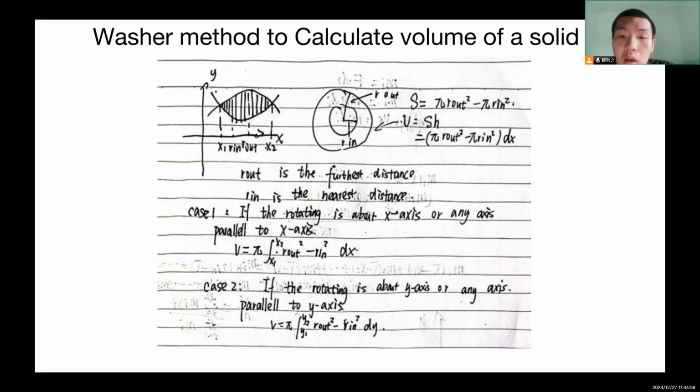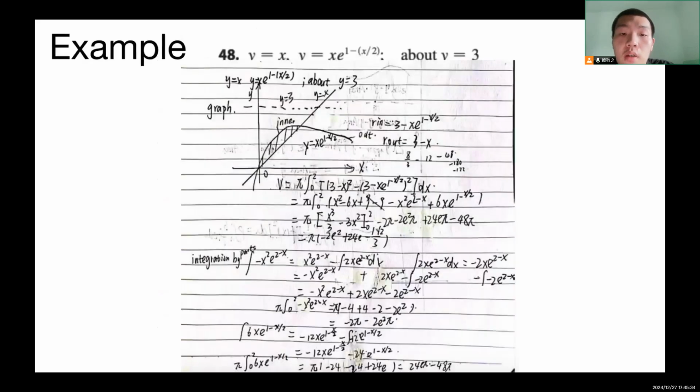The bottom is pi times r out power 2 minus r in power 2. You can see that r out is the furthest distance from the curve to the x-axis, and r in is the nearest. The volume of a cylinder is pi times r out power 2 minus r in power 2 times dx, and you can see the function down here, which is integrating all the volumes. When you rotate about the y-axis, you only need to turn x into y, and the other steps are the same.